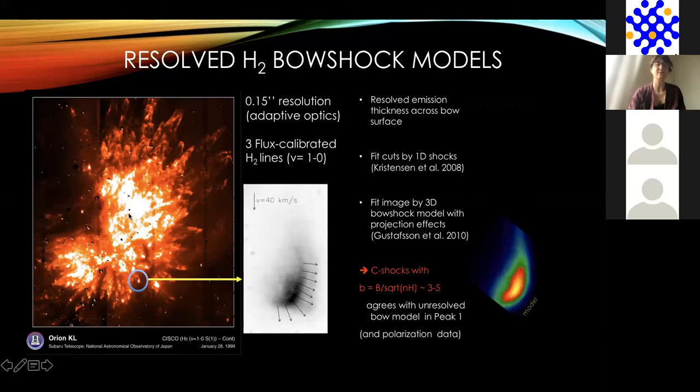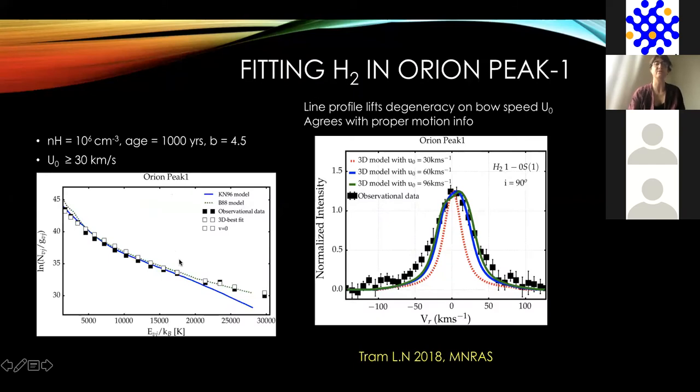And peak one is the brightest region here. So there are many data on this region, of course. This is the excitation diagram. The observational data is in black. And you can see that before they were using several shock speeds, but the best fit with a bow shock is in white. So just with a single bow shock, we can fit all of these data.